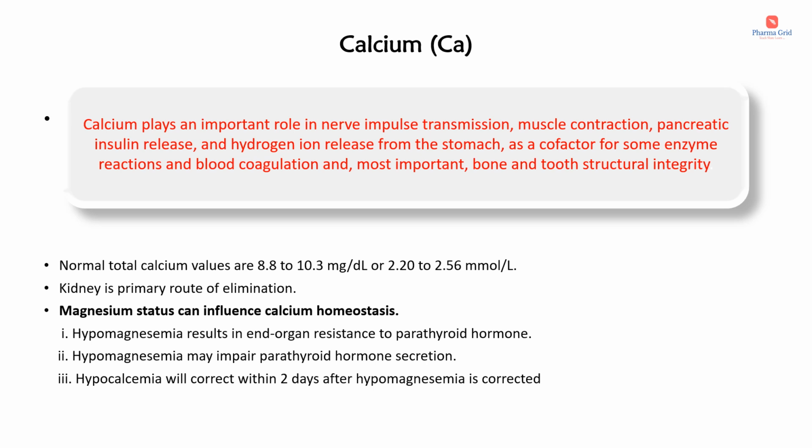Kidney is the primary route of elimination. Then one important point is that magnesium status can influence calcium homeostasis. Hypomagnesemia results in end-organ resistance to parathyroid hormone. Hypomagnesemia may impair parathyroid hormone secretion. Hypocalcemia will correct within 2 days after hypomagnesemia is corrected.